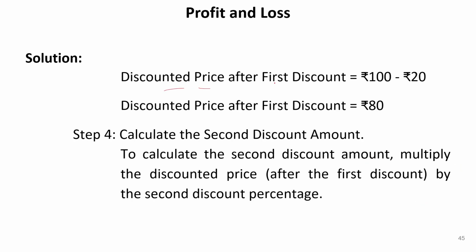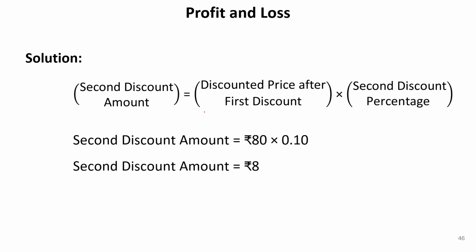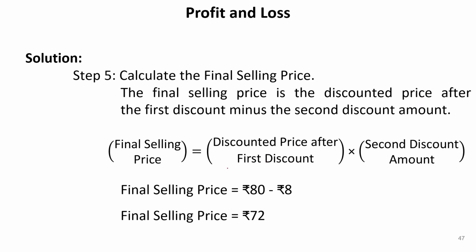So the discounted price after the first discount is 100 minus 20, which is 80. To calculate the second discount amount, we multiply the price after the first discount by the second discount percentage. So it is 80 into 0.1, which is 8 rupees. The second discount amount will be 8 rupees. So the final selling price will be 80 minus 8, which is 72. At 72 rupees it was sold.